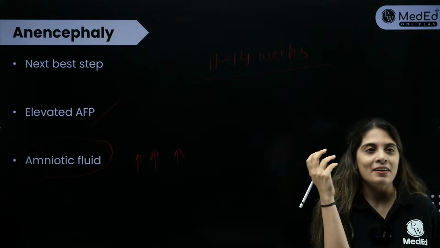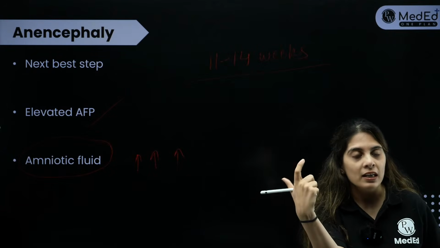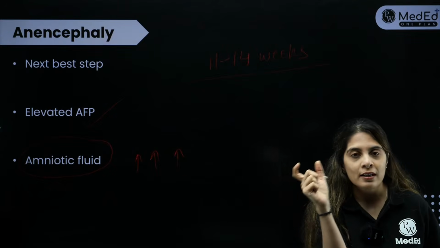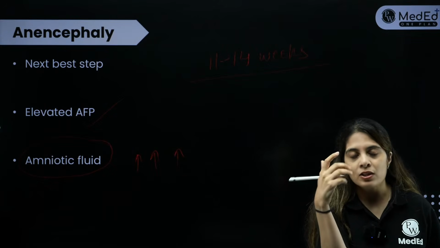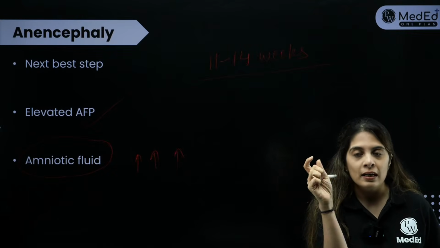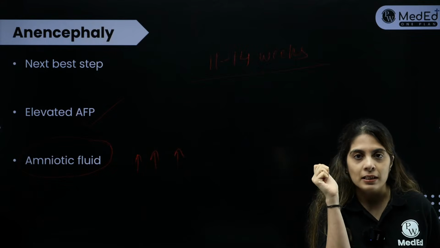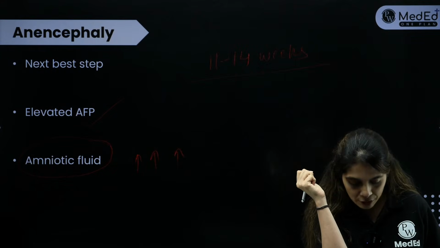So the amniotic fluid will be increased when it comes to anencephaly. Now why in anencephaly is there polyhydramnios? So the why is important. It is mainly because again the brain is not functioning properly. The baby is not able to swallow, right? Because that swallowing is affected. That is why you will be able to see the elevated amniotic fluid, right?